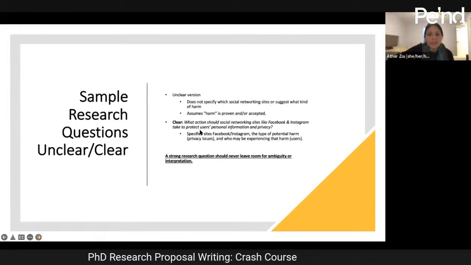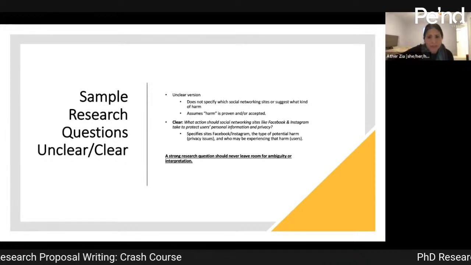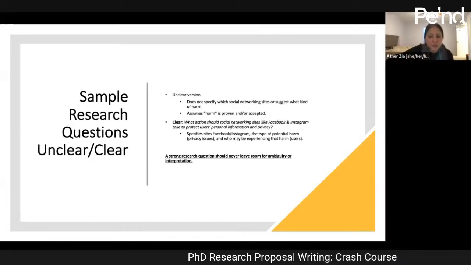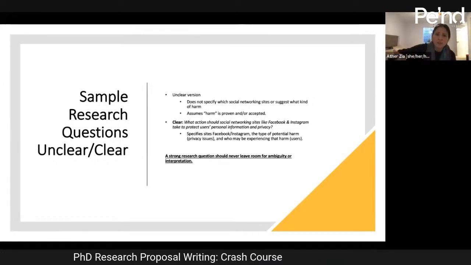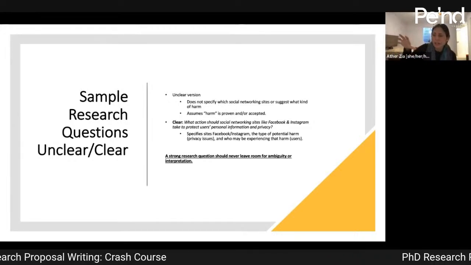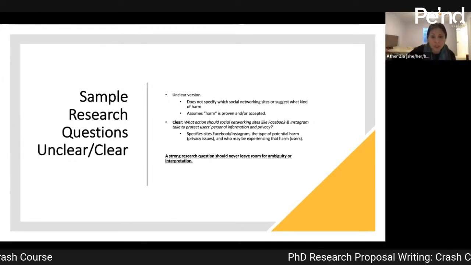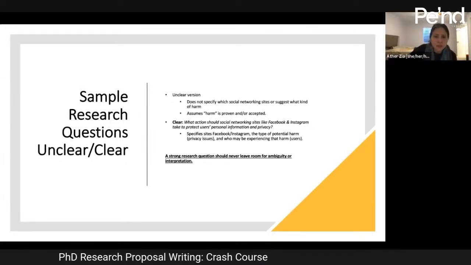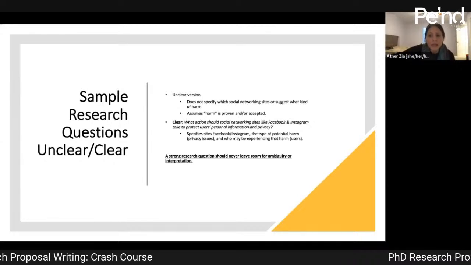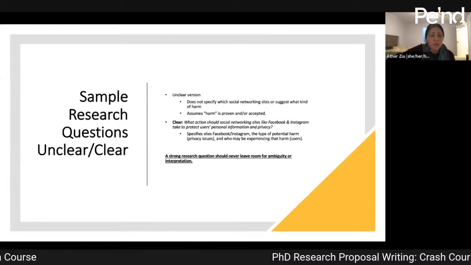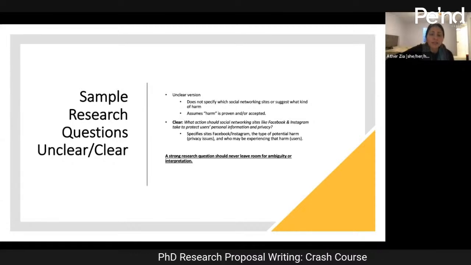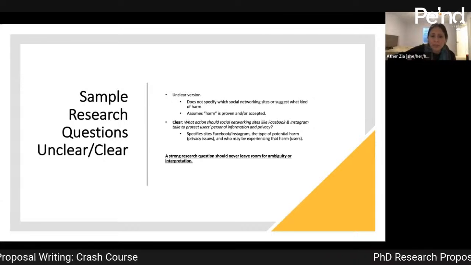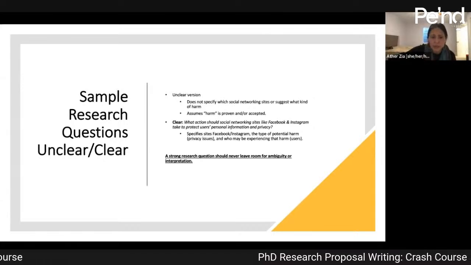So the easiest way to clarify this would be to specify the sites. We would also change the question a little bit, even if you believe that they're causing harm, or you have data that says there's a lot of harm, and you want to explore that. So you would say, what action should social networking sites like Facebook and Instagram take to protect users' personal information and privacy? A strong research question should never leave room for ambiguity or interpretation. It should be upfront. Everything that you're saying should be upfront. So this is an example of an unclear question and how to clarify it.